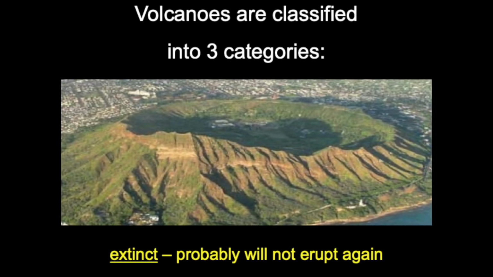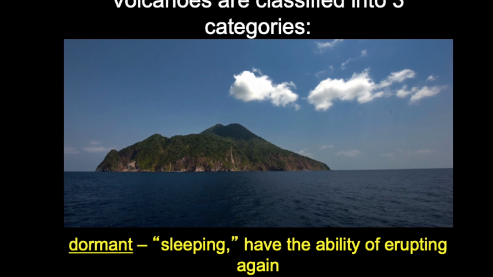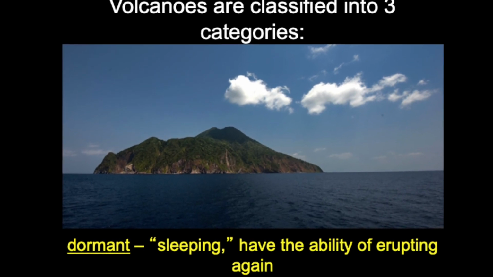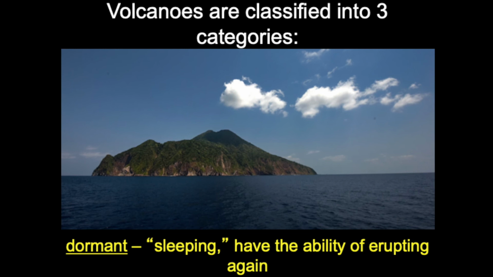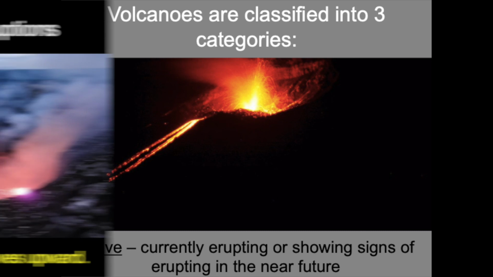And there are three types or categories of volcanoes. Number one, extinct volcanoes, probably not going to erupt again. The second is the dormant volcano, the one that's quote-unquote sleeping, which has the ability of erupting again. And you also have active volcanoes. These are currently erupting volcanoes or showing signs of erupting in the near future.